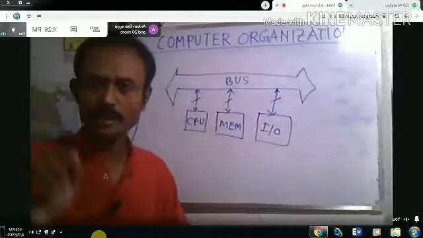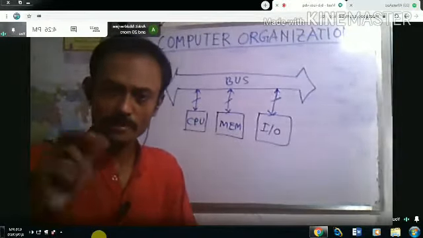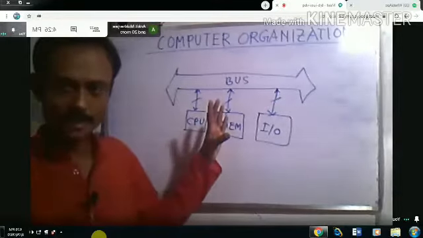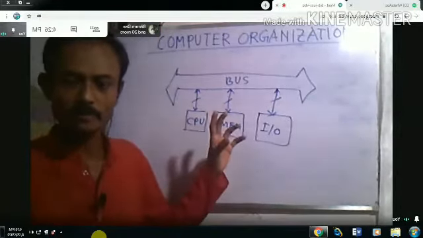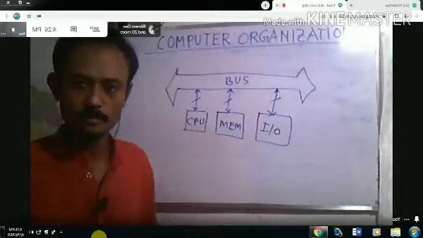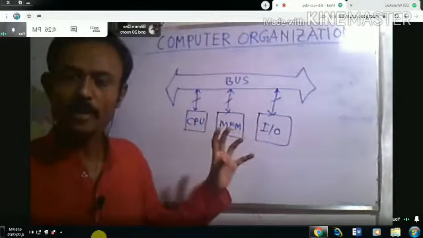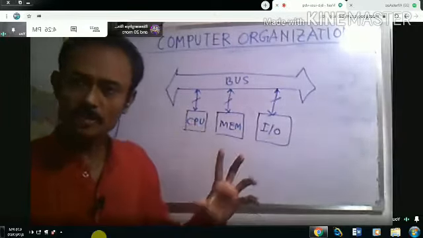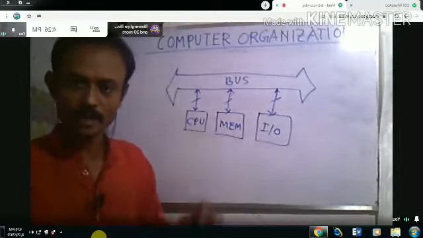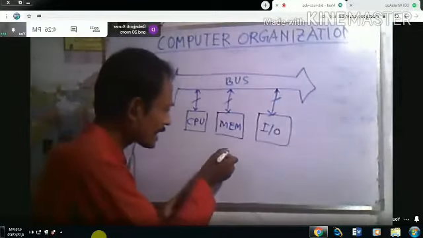Now if we want to enter into the computer system through the CPU, we have to understand one thing: what is the main purpose of a computer system? This is the system, this is the hardware. What is the main purpose? The main purpose is to execute a program, to execute an instruction.